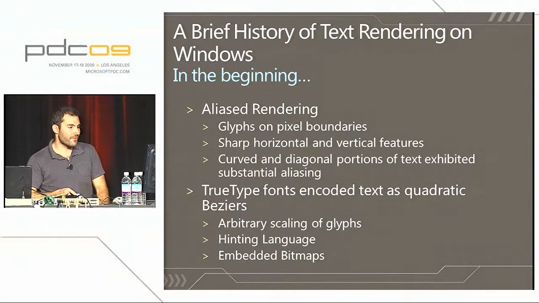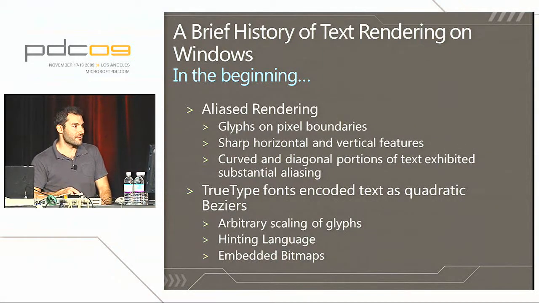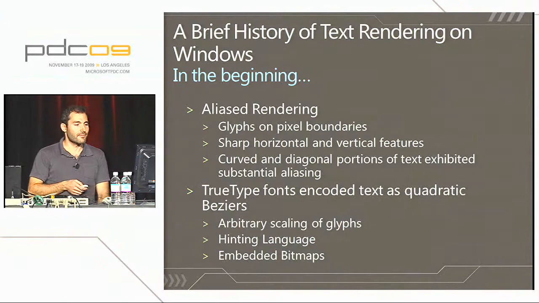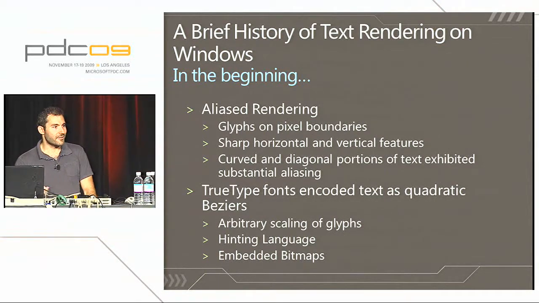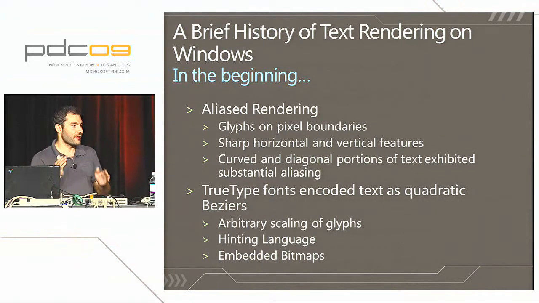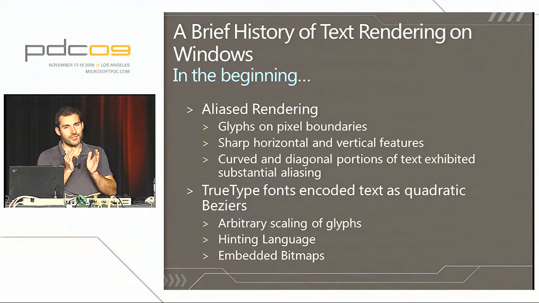Later on, TrueType fonts were introduced. TrueType fonts were a big advance. They allowed arbitrary scaling of your glyphs, and the reason they did that was because they encoded all the glyphs as a quadratic Bezier curve. So the glyph was parametrically described, and you could render it at any resolution you wanted. There was a hinting language included in TrueType fonts, which basically told the TrueType rasterizer how to shift the fonts left to right in order to get them pixel aligned, how to shift the stems of the characters. It's actually a Turing-complete language that's embedded in the font. A lot of people don't even realize it's there.